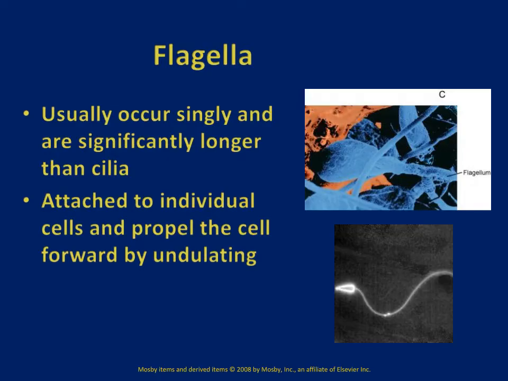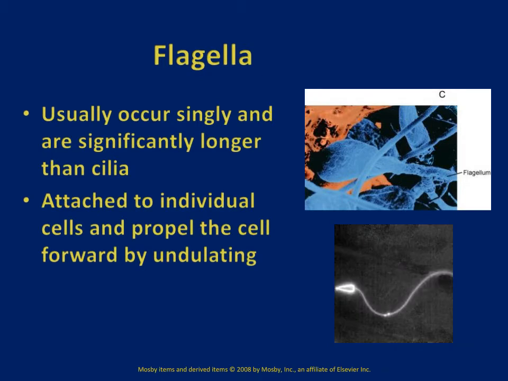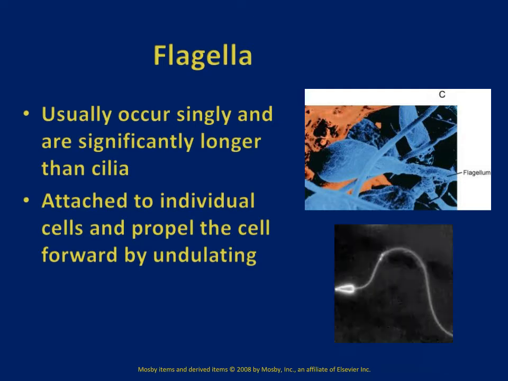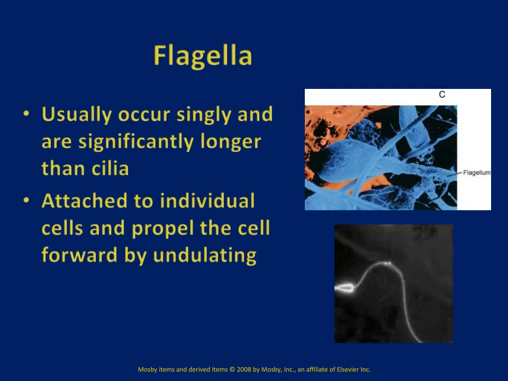A second type of cellular projection is called a flagellum. Flagellum is singular and flagella are plural. Flagella are very long whip-like appendages that help to propel the cell. Usually they only have one flagellum, whereas another cell might have several cilia. So the one place within mammals that we'll find a flagellum is on the sperm cell. The sperm cell is propelled through the female reproductive tract by this back and forth motion of the flagellum.